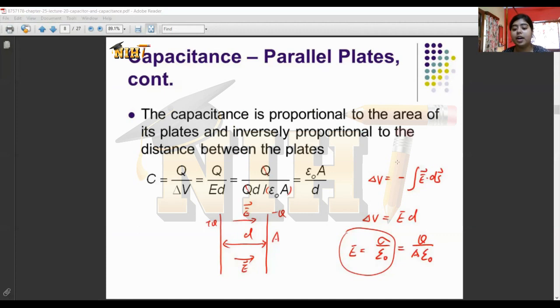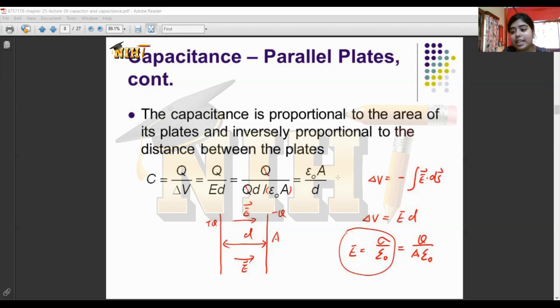So we know that the potential difference is minus integral of E dot ds, and delta V is basically E into d, where d is the distance between the two plates. We have calculated the value of E, which is sigma by epsilon naught. Put the value here, then your potential comes, and we know that capacitance is Q by delta V. So substitute the value of delta V here, and you will get the capacitance for the parallel plate capacitor, which is epsilon naught into the area of the plate divided by the distance between the plates.